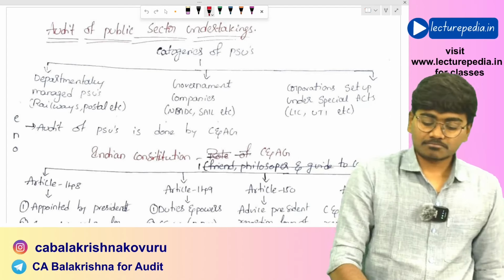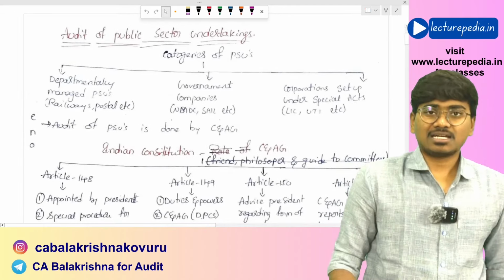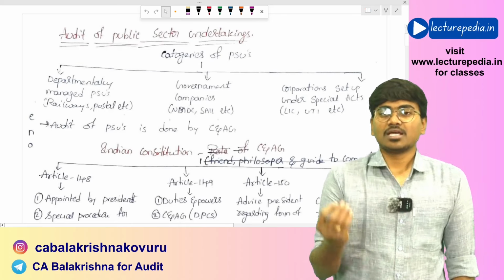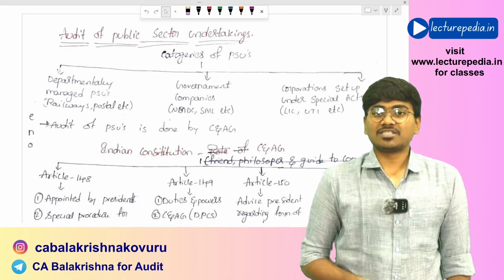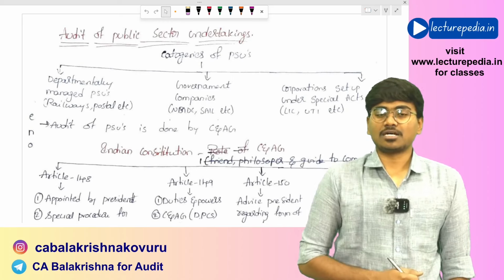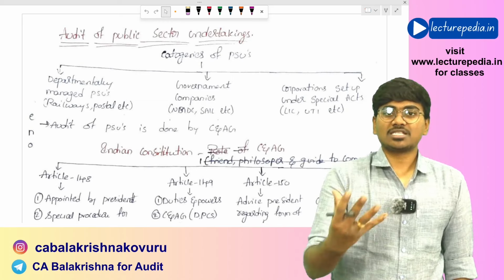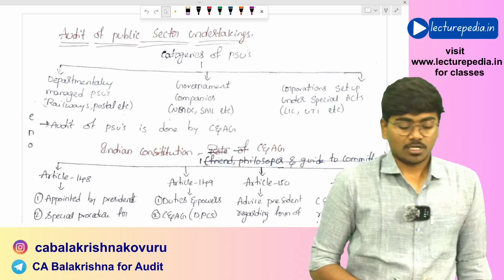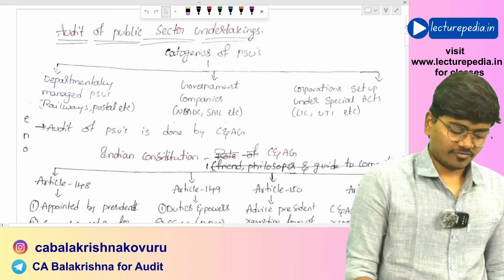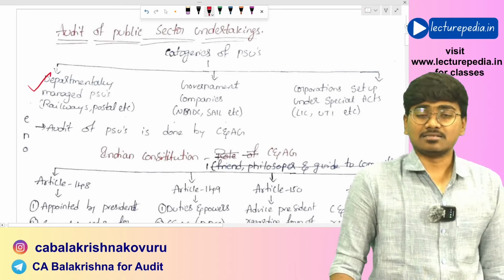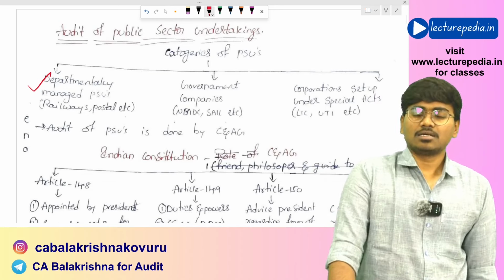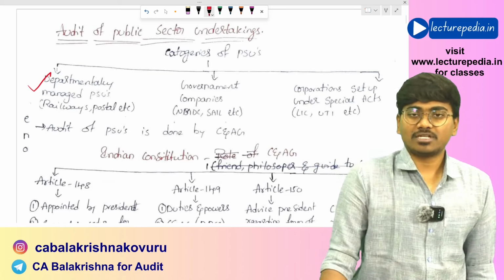Now, what will be the various categories of PSU? First of all, PSU means any undertaking in which government is involved. Where the government has invested an amount, it will be known as a PSU, public sector undertaking. Now, there are three types of public sector undertakings. The first type is departmentally managed public sector undertakings. Like government, it will be having various departments.